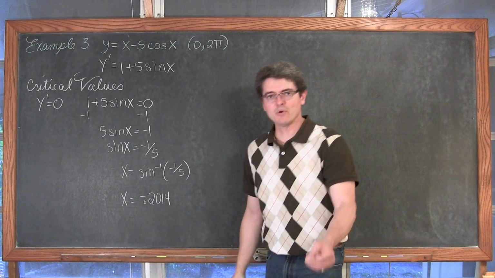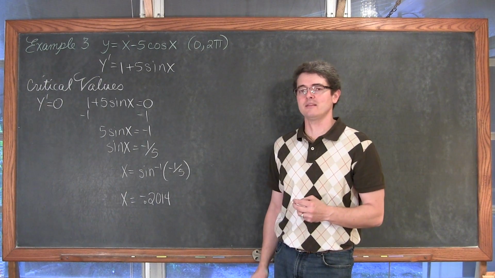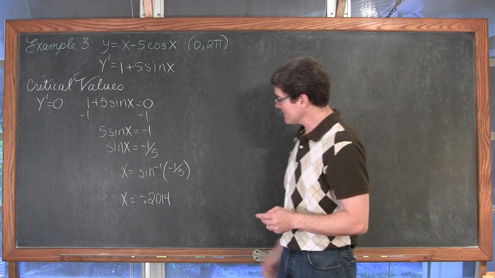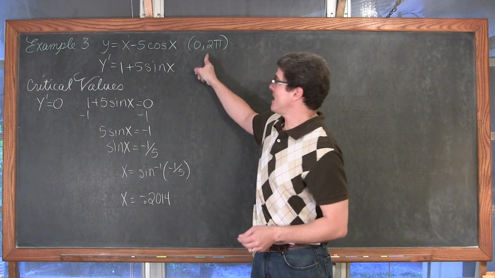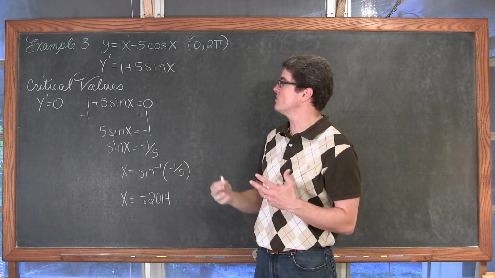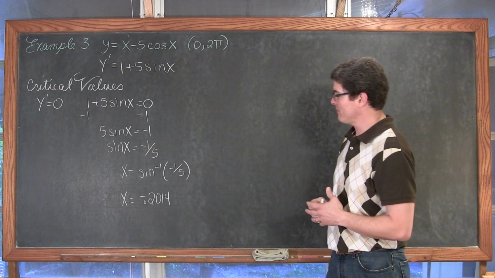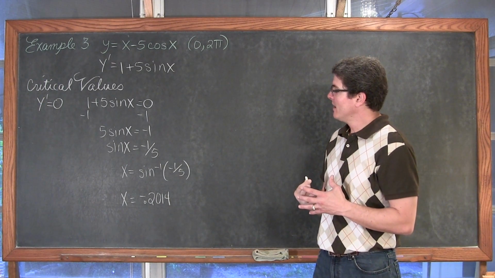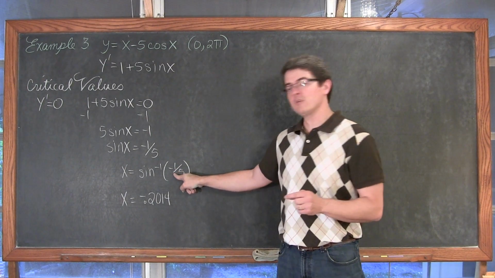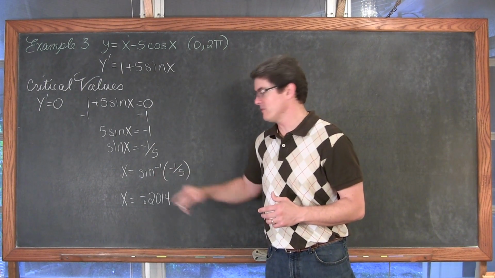Now, remember, our calculator is a tool. Our calculator is not the end-all, be-all. This angle measure is not within my domain, not within the restricted domain or interval that I'm looking to work this problem in. So I have to think a little bit, right? This is a negative ratio, y over r. Remember, you put the sides of a triangle into your inverse trig function.